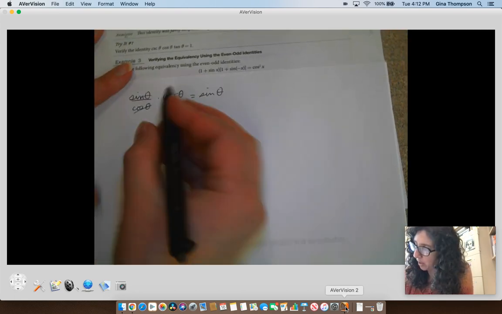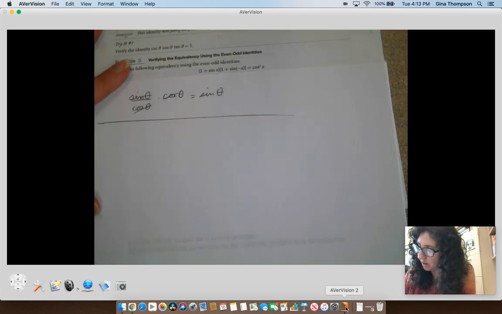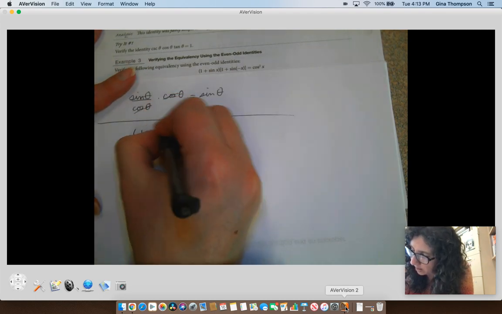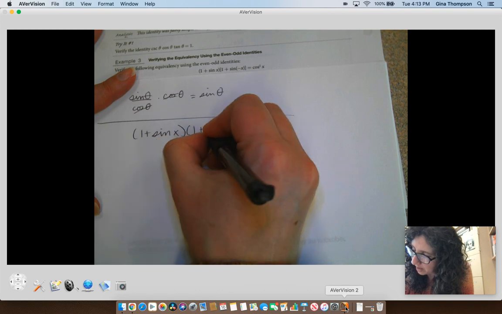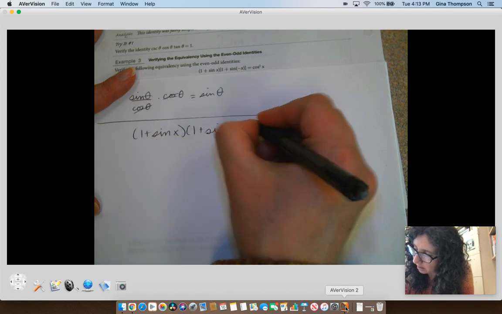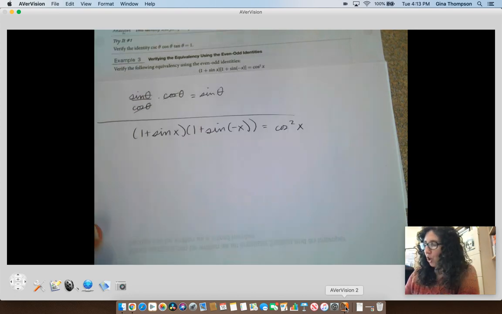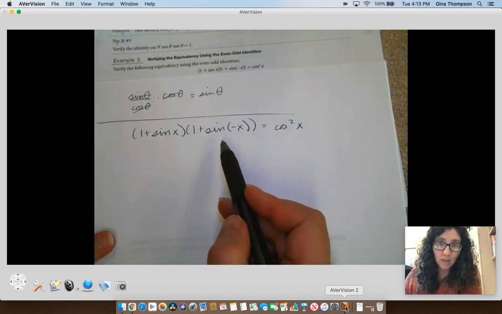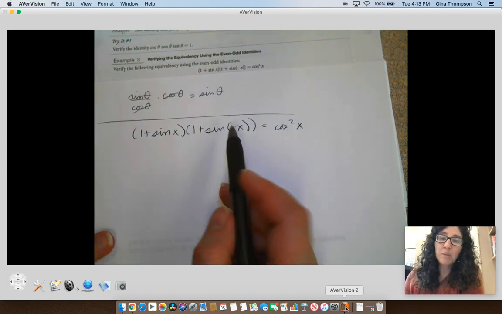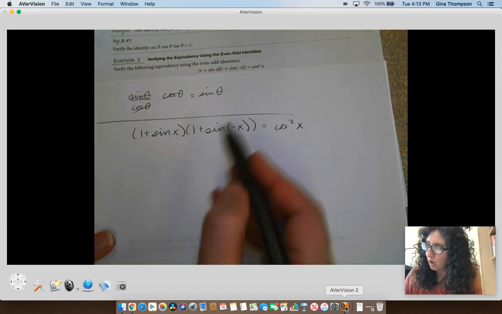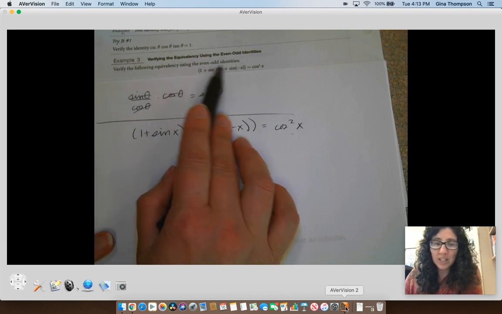Verify the following using the even-odd identities. So (1 plus sine of x) times (1 plus sine of negative x) equals cosine squared of x. Okay, so we're going to start with the complicated side of the equation and see if we can simplify it to make it look like this. All right, so they gave us a hint. They said use even-odd identities.